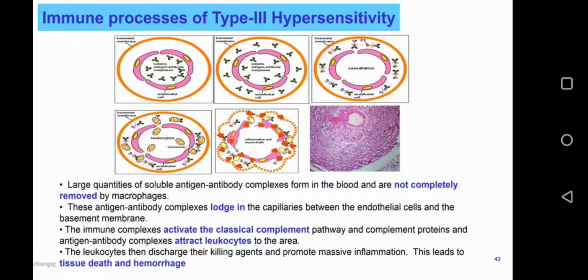So the neutrophils arrive here and engulf the complex. After they engulf the complex, they die and release enzymes, and these enzymes cause tissue damage, tissue death, and hemorrhage. You can see this picture here. A normal vessel looks normal, but if there is immune complex lodging in the vessel, the neutrophils right here will damage the vessel. Okay, so this is the mechanism.